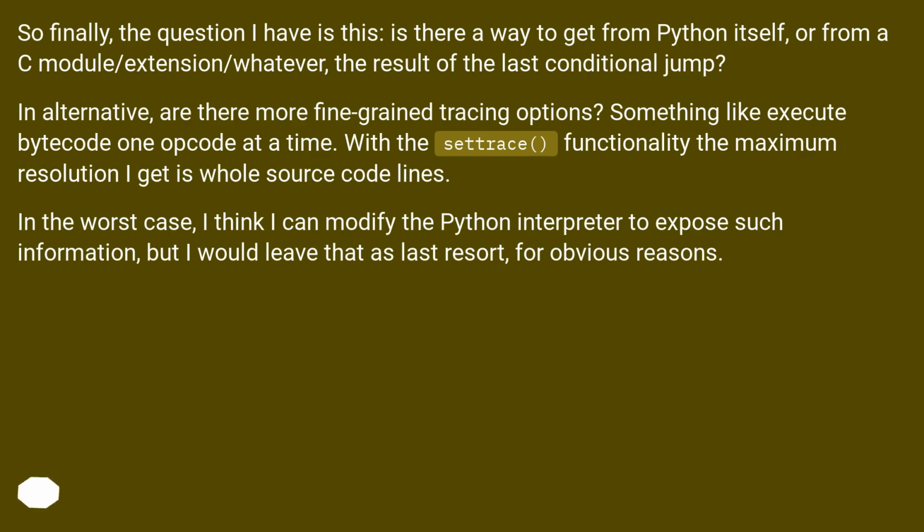So finally, the question I have is this: is there a way to get from Python itself, or from a C module/extension/whatever, the result of the last conditional jump? In alternative, are there more fine-grained tracing options? Something like execute bytecode one opcode at a time. With the settrace functionality, the maximum resolution I get is whole source code lines. In the worst case, I think I can modify the Python interpreter to expose such information, but I would leave that as last resort, for obvious reasons.